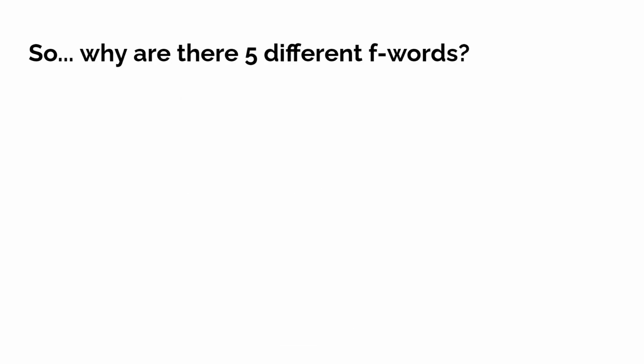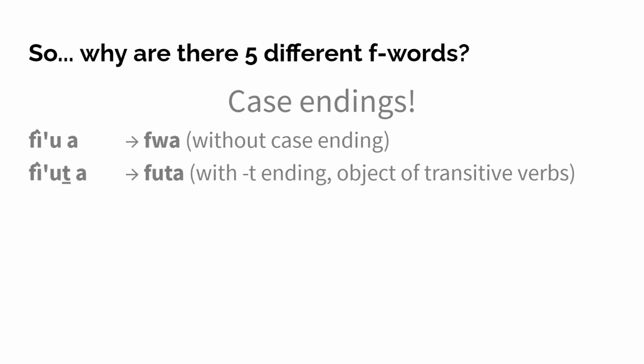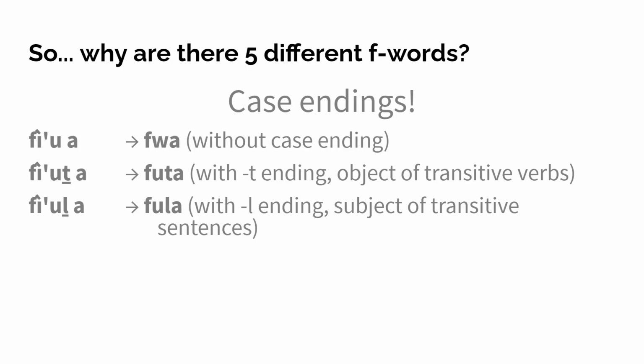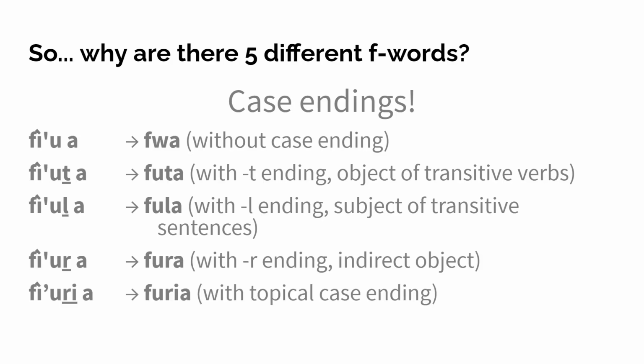So why are there 5 different F words? If you have listened in the last 40 seconds, then you should probably know it already. There are different cases. So we just looked at a lot of examples where the thing we want to put into a noun slot is actually the subject of the clause. And sometimes we also want to do that with other case endings. So we have feu a, which becomes foi, we already saw it. If we want to replace a noun in a T slot, then we can put futa, which comes from feut a. We have fula from feul a. We have fura from feur a. And we have furia from feuri a.